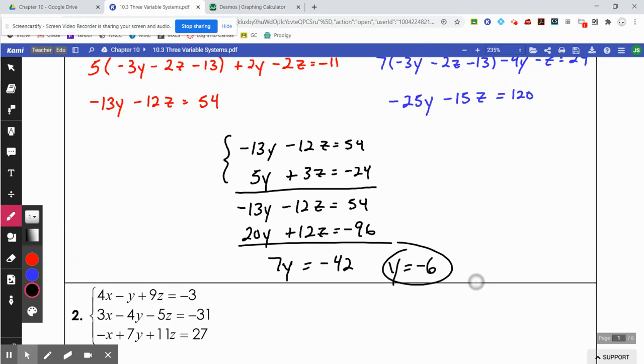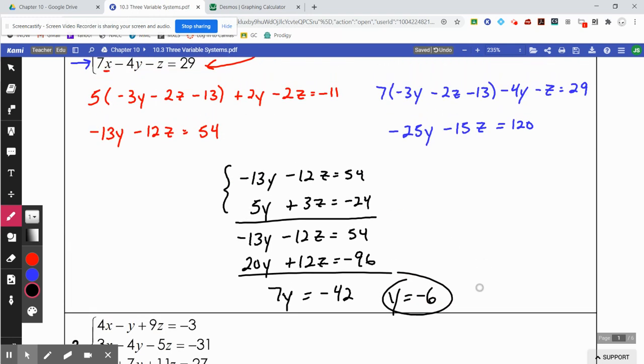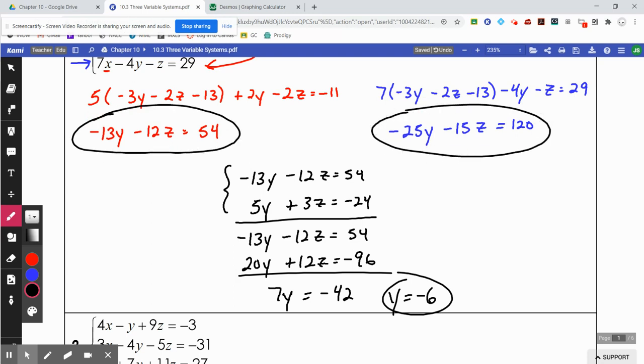Now that's one of your three answers. Now to get your other answers, you can go back to either here or here. Notice these two equations have only y's and z's. I'm going to plug this y back in, and I'll just use this one. Plug those y's back in, and here's what you get. And when you move the 150 over and divide by negative 15, that tells you that z is 2. So now you have your y's and you have your z's.